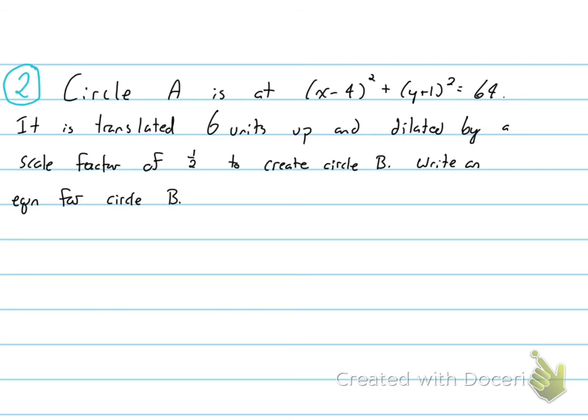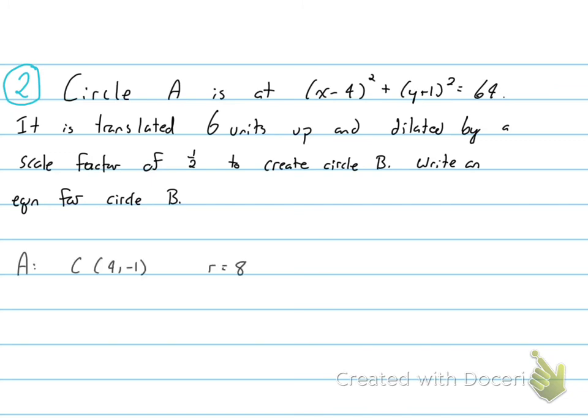Here's another example that you might see in tomorrow's lesson. Circle A has the equation x minus 4 squared plus y plus 1 squared equals 64. It is translated 6 units up and is dilated by a scale factor of 1/2 to create a new circle B. Using that information, I want to write an equation for circle B. So again, the easiest way to do this is to write the center and radius for circle A, apply the transformation, and then write the equation for circle B.